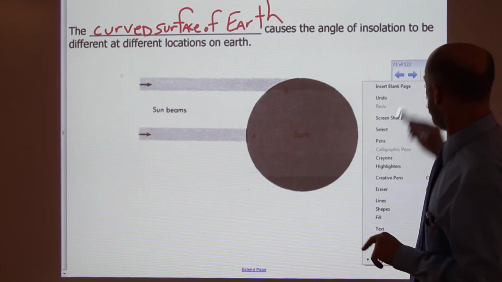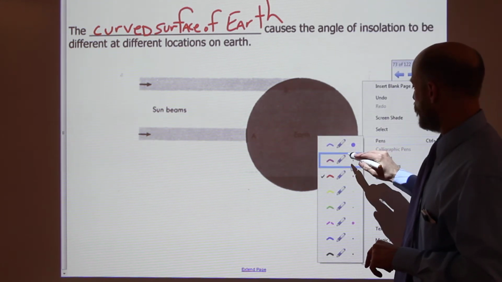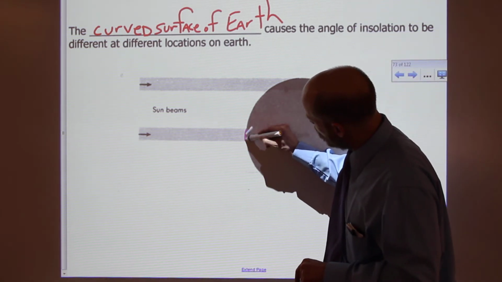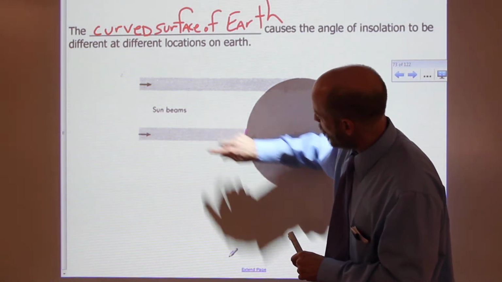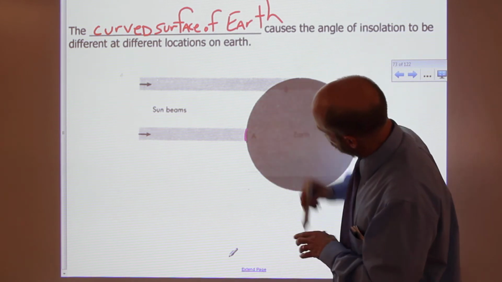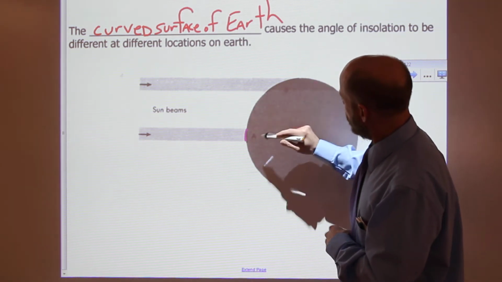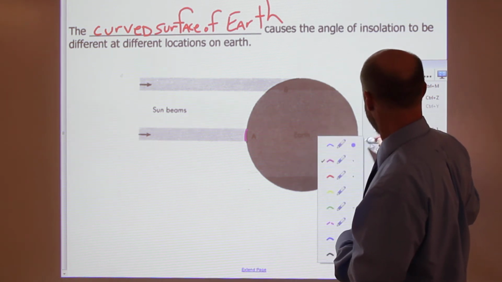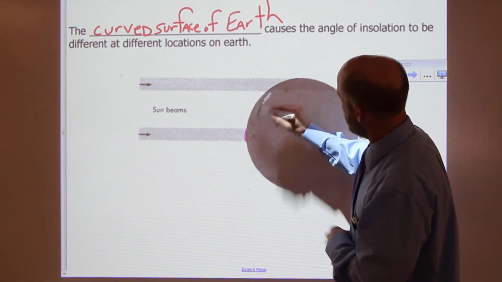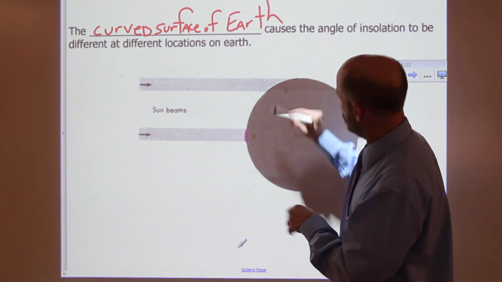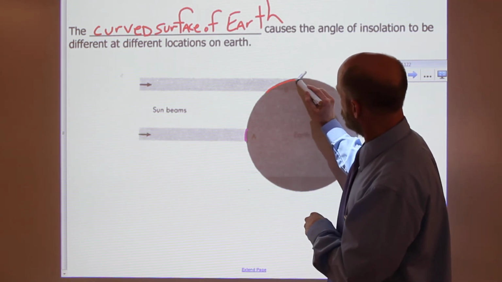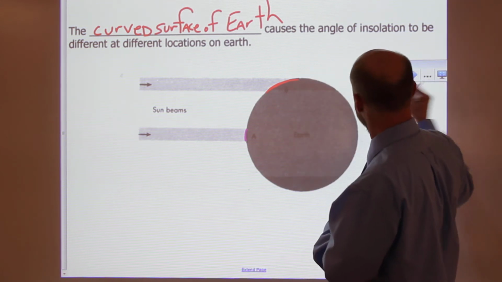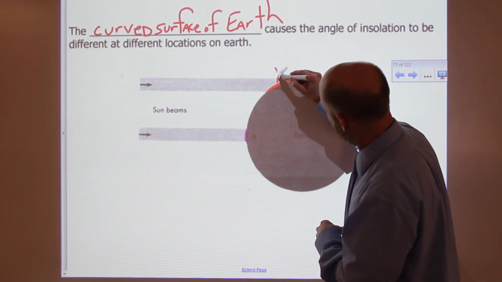So what I want to point out here is that at this location A right here, this amount of sunlight, that width of sunlight, is concentrated on that area, okay? And at this other location, I'll use red here. Now, that same amount of sunlight, because it's curved up here, is over a much wider area.